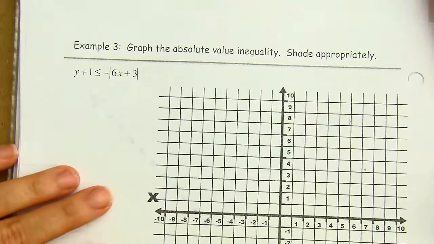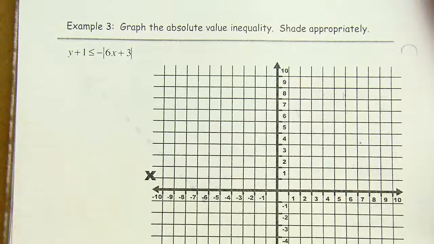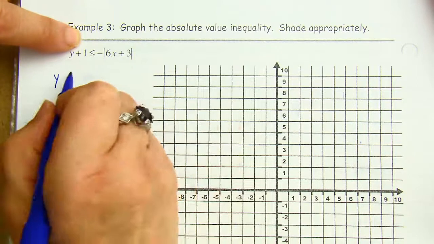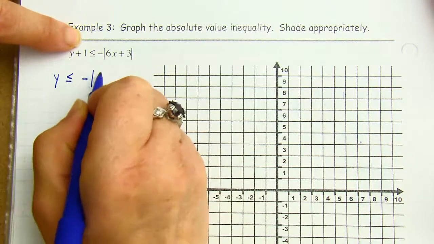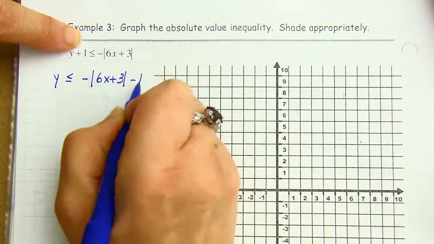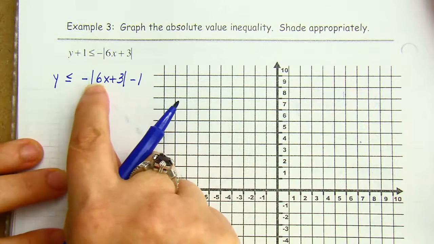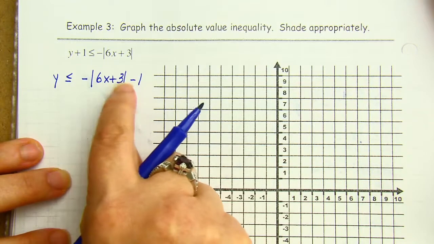Okay, last example. Same directions, graph, and shade appropriately. It's not solved for y, so I have to solve it for y. This one's not too bad because I only have to subtract a 1. So y is less than or equal to the opposite of 6x plus 3, and then subtract 1. Now, notice, this number is bigger than 1. So I can't just use the 3 and the -1 here to find my vertex.